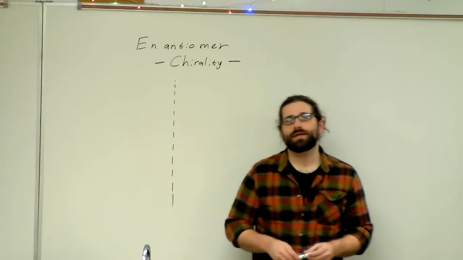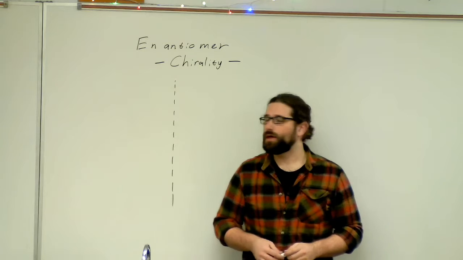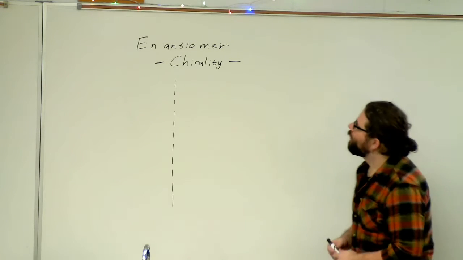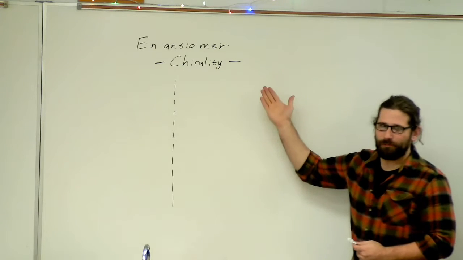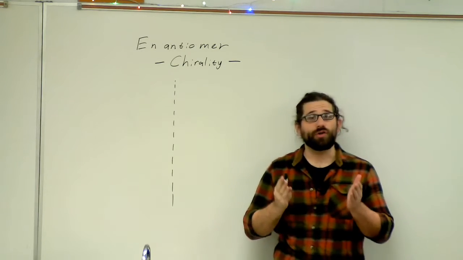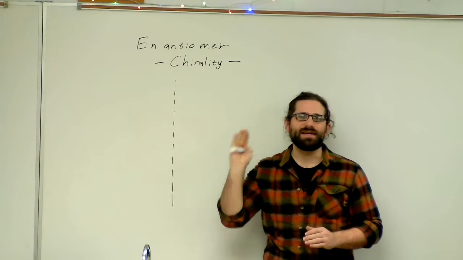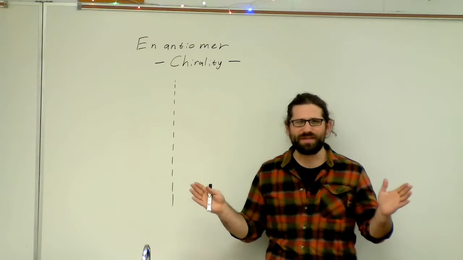In this unit, we'll be taking a look at our final type of isomerism. This will also be our final type of naming convention, conveniently. In order to understand the enantiomer, we need to understand a concept called chirality. Chirality has to do with a non-superimposable mirror image. What does that mean?